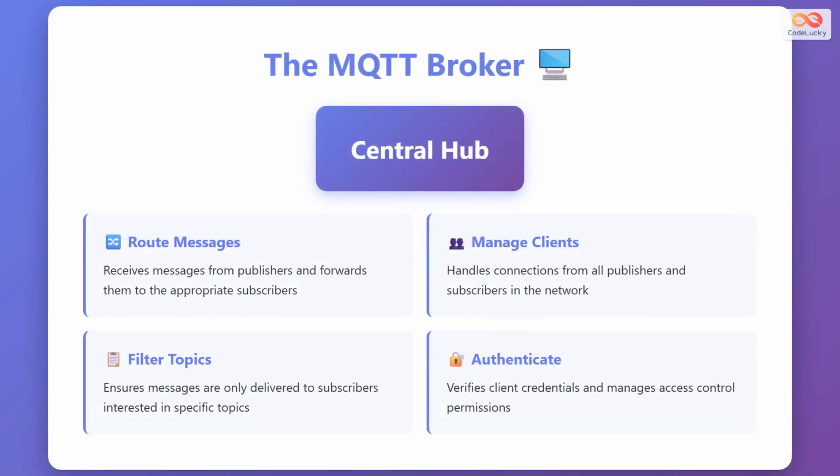The MQTT Broker acts as the central hub in the architecture. It has four main responsibilities. First, it routes messages by receiving them from publishers and forwarding them to the appropriate subscribers. Second, it manages clients by handling connections from all publishers and subscribers in the network. Third, it filters topics to ensure messages are only delivered to subscribers interested in specific topics. Fourth, it authenticates users by verifying client credentials and managing access control permissions.